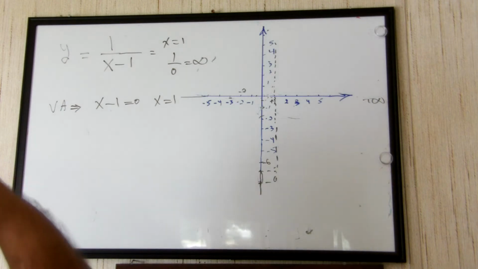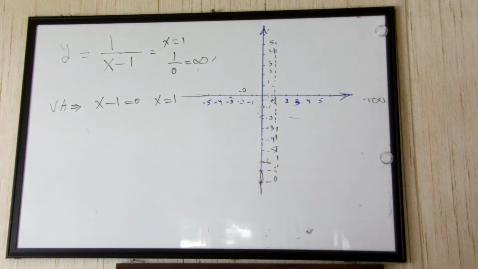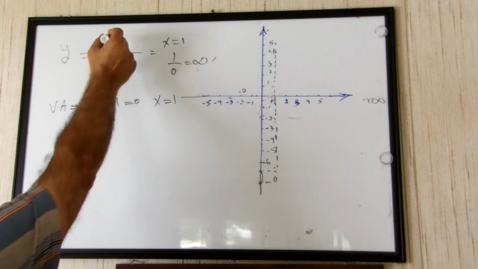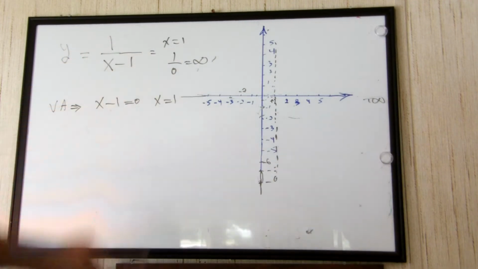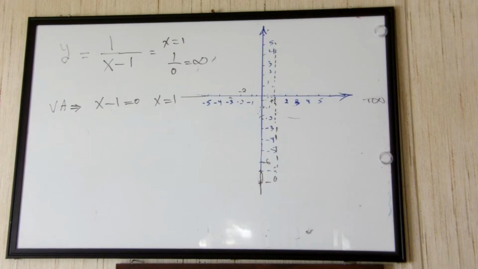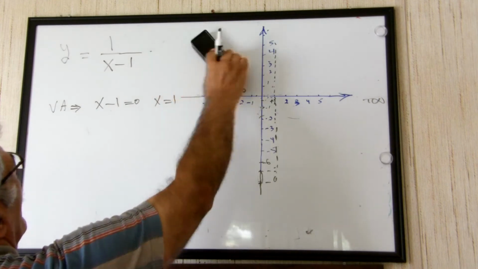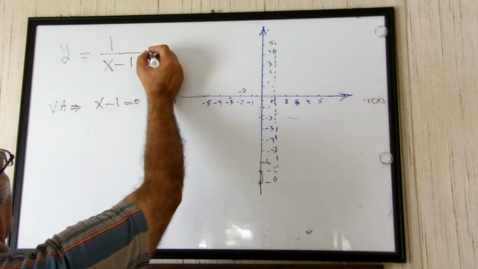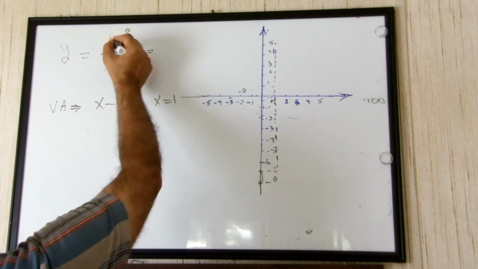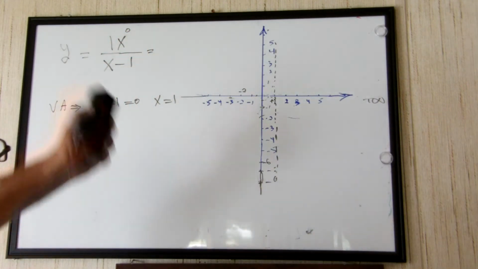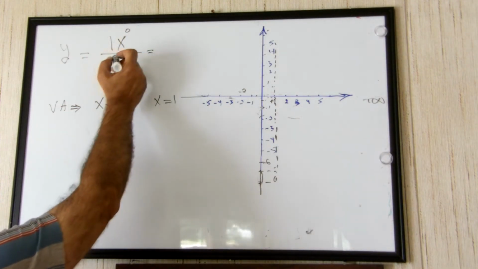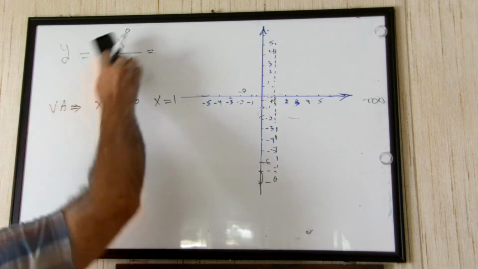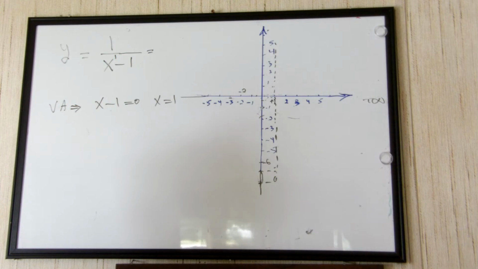And for the horizontal asymptote, we look at the highest degree of the numerator and the highest degree of the denominator. The degree of the numerator is, say, 1 times x to the power of 0, which is 1. Means the degree of the numerator is 0 and the degree of the denominator is 1. Any number to the power of 0 is going to be 1.